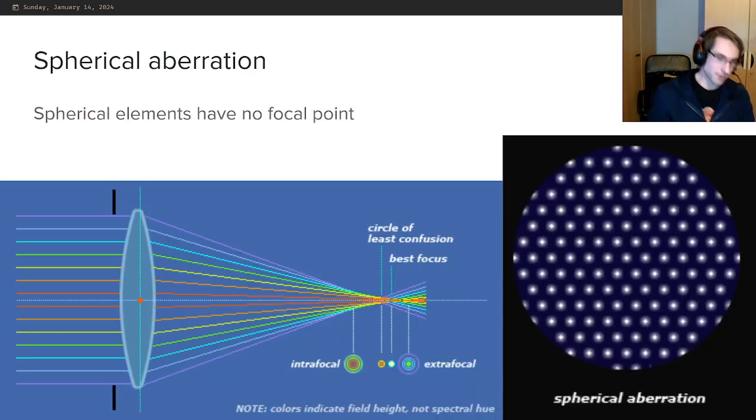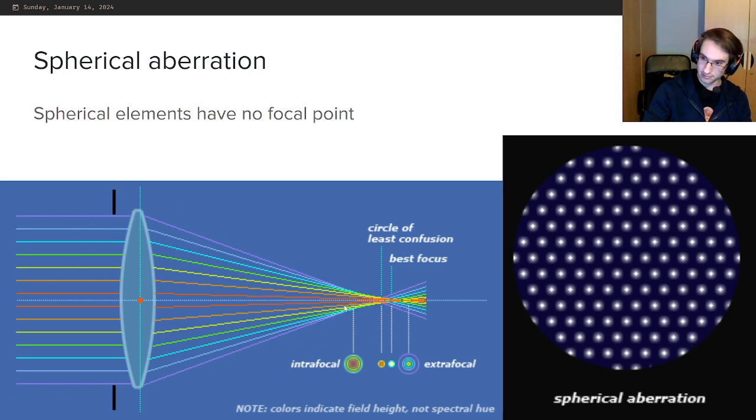The next one is spherical aberration. Spherical aberration is the simple fact that spherical elements have no focal point. So this lens right here has spherical surfaces, and that means that the points where these light rays are focused depend on how far away they are from the optical axis. The colors here indicate how far they are from the optical axis. They're not wavelengths, they're not colors of light.